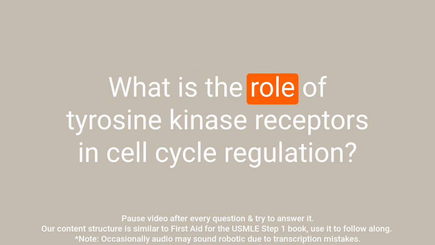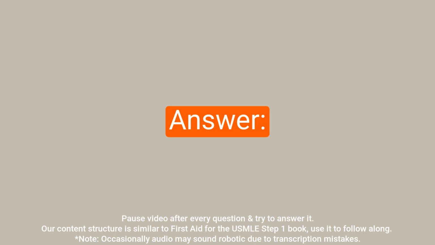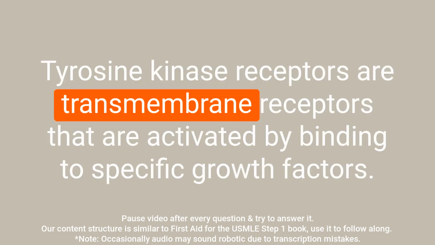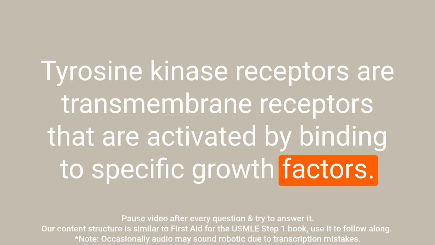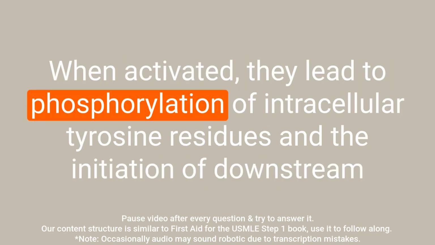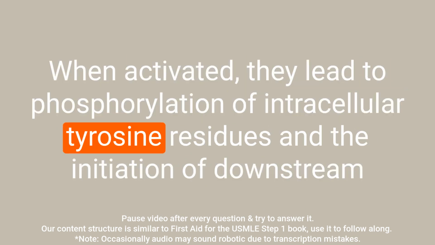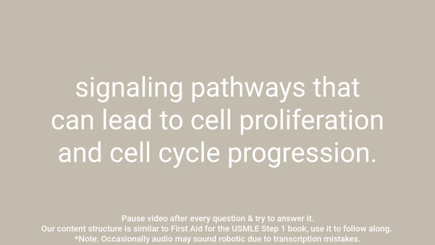Question: What is the role of tyrosine kinase receptors in cell cycle regulation? Answer: Tyrosine kinase receptors are transmembrane receptors that are activated by binding to specific growth factors. When activated, they lead to phosphorylation of intracellular tyrosine residues and the initiation of downstream signaling pathways that can lead to cell proliferation and cell cycle progression.